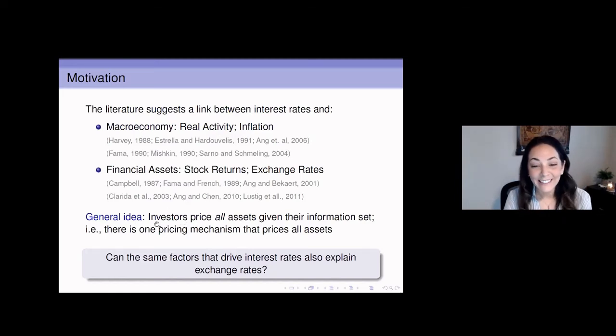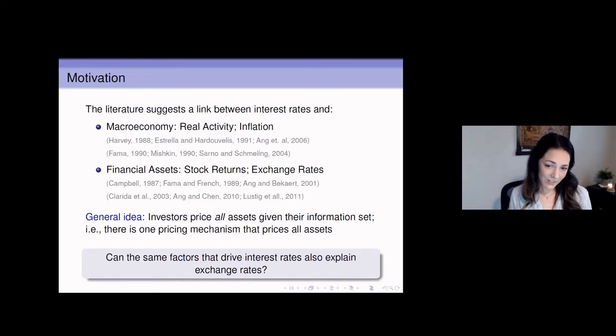So the general idea is that, when investors are deciding how to put their money on the line, they're thinking about many things. One of those is the risk profile, like different risk assets. How risk averse are they? They will also be looking at assets in different currencies, and they will also be considering investments at different horizons depending on their preferences. So intuitively, what this means is that there is a unique pricing mechanism that is pricing all these assets simultaneously, given information that we have at time t.